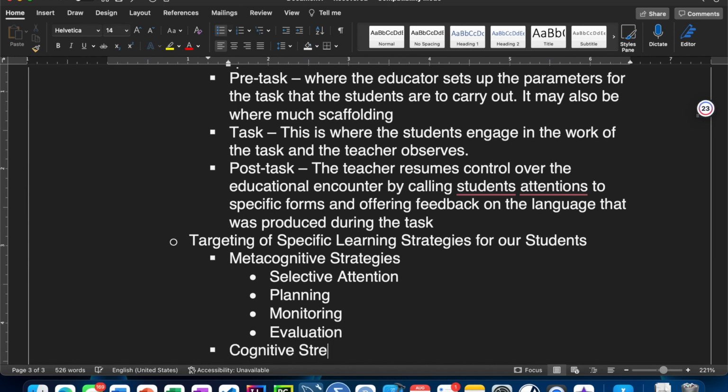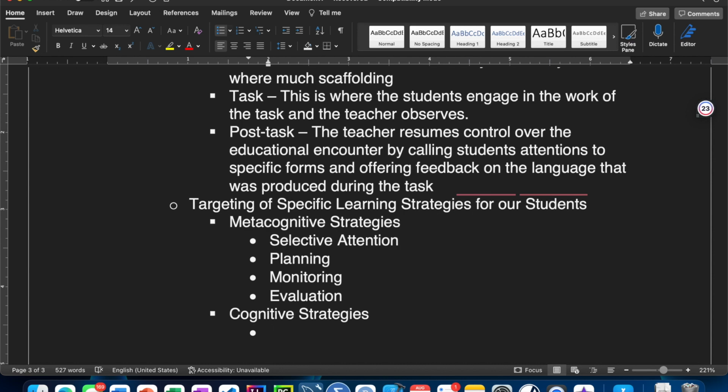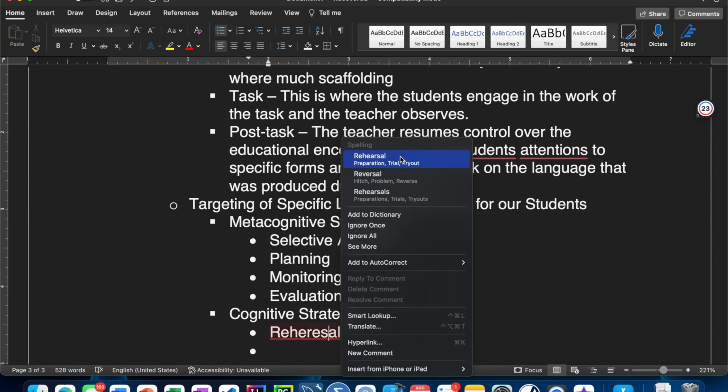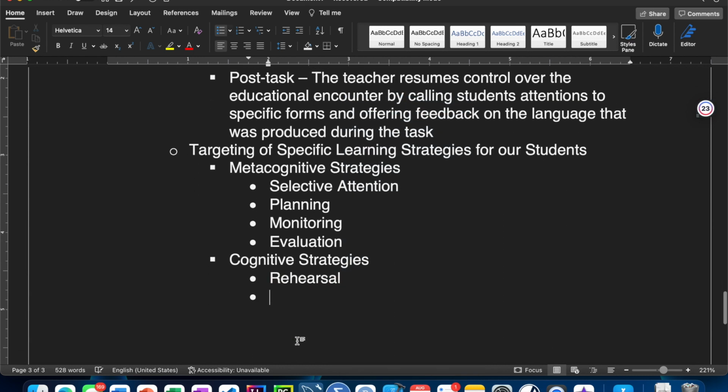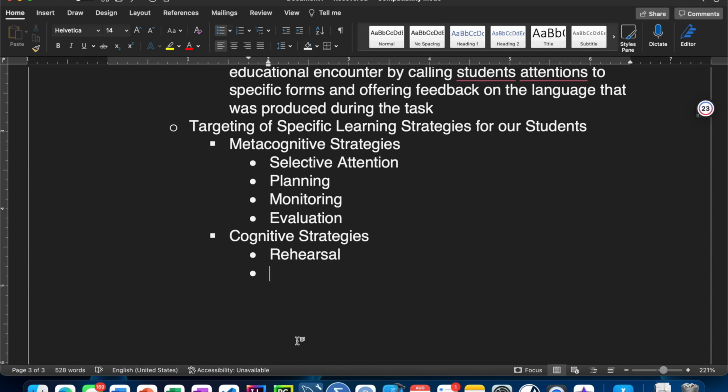We then also have various cognitive strategies that we might see learning activities attempt to target. These may be things like rehearsal, which is pretty self-explanatory, right? Providing students with space to practice a particular communicative skill before actually having to apply it. So we can see already how that would interface with the pre-task, task, post-task design. We may have students practice how to pronounce certain new terms during the pre-task and then actually use them during the task.